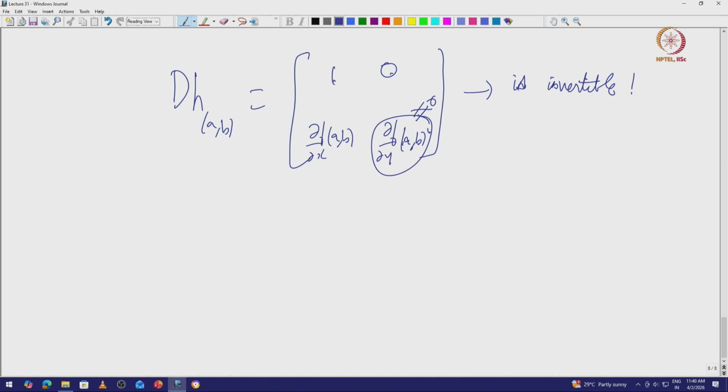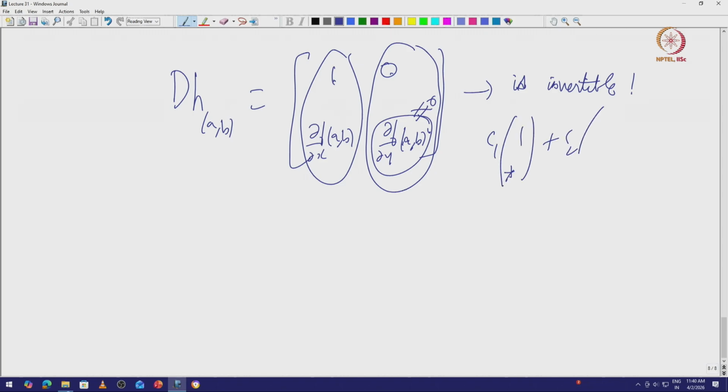But even without using the determinant, you can say it's invertible. How? Recall that a matrix is invertible when all the rows or all the columns are linearly independent. These two columns are obviously linearly independent. Why are they linearly independent? Well, if you take c1 times this plus c2 times (0, this), and it's (0, 0), then obviously c1 is 0, and since this is non-zero, so is c2. Okay.